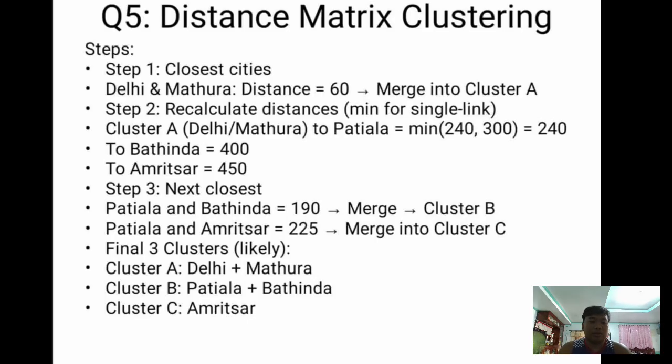Step 3 is the next closest. Patiala and Bathinda equals 190, merge into cluster B. Patiala and Amritsar equals 225 and merge into cluster C. The final three clusters are likely: cluster A, Delhi and Mathura; cluster B is Patiala and Bathinda; and cluster C is Amritsar.